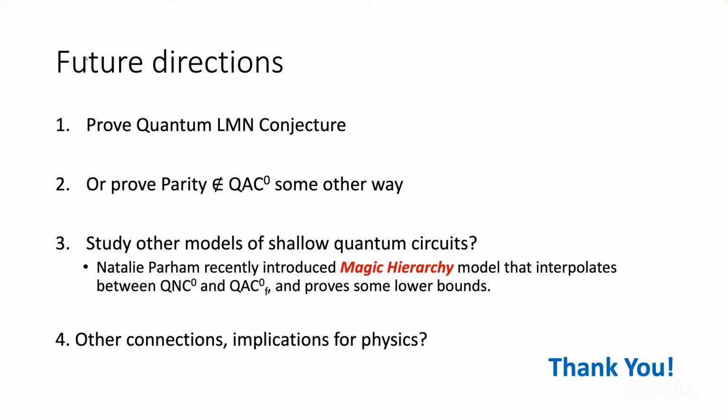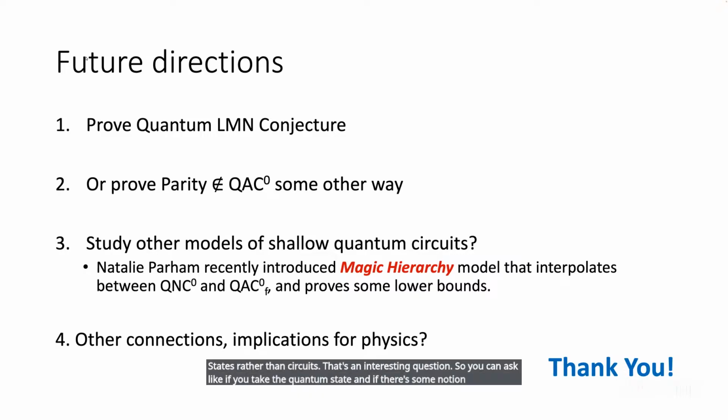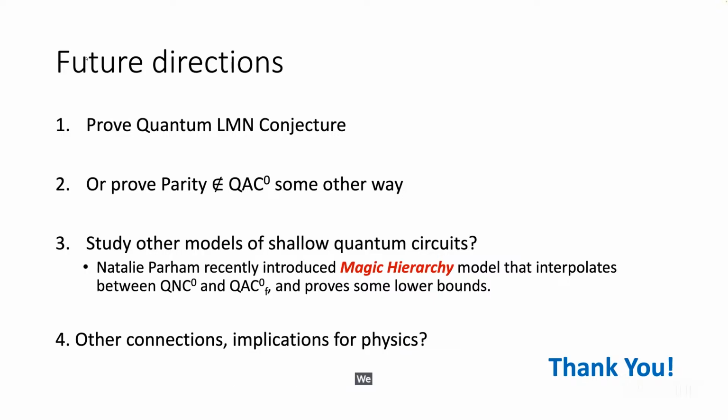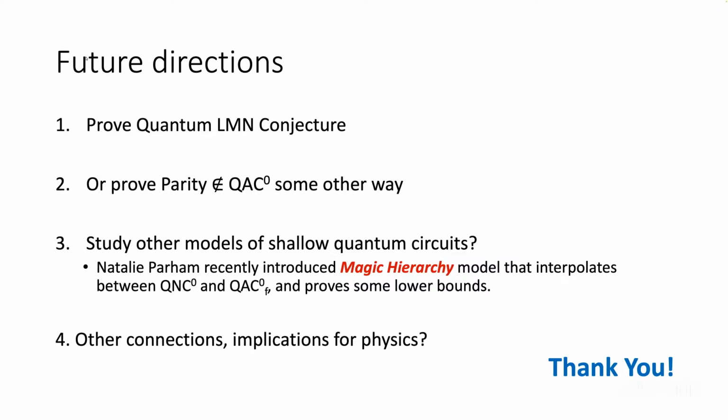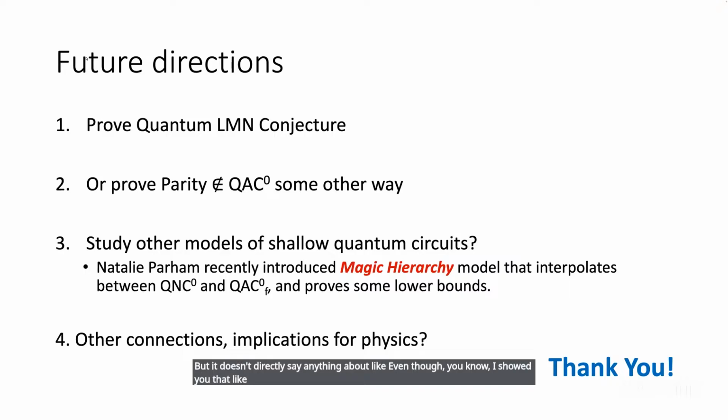Question about polyspectrum of states rather than circuits. Yeah, that's an interesting question. So you can ask, if you take the quantum state, is there some notion of polyspectrum that tells you something about it? We tried it for a bit. A lot of this way of defining things is tailored towards showing that a Boolean function, this parity function, cannot be computed by QAC0. But it doesn't directly say anything about, let's say, comparing to cat states. Even though I showed you that parity and cat state and so on are all equivalent, this doesn't directly say anything.